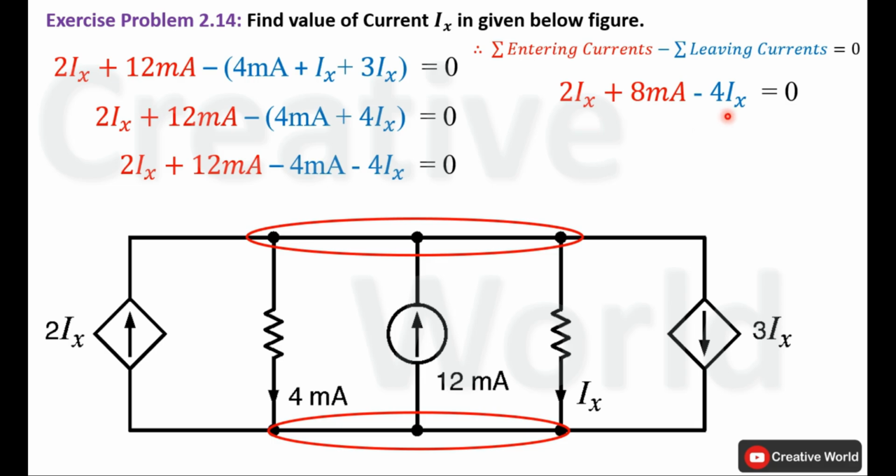Add 2Ix and minus 4Ix, it will become minus 2Ix. Now place this minus 2Ix on the other side of the equal sign to make it positive. The equation will become 8 mA is equal to 2Ix. Divide both sides by 2 to calculate the value of Ix, that is 4 mA. So the value of Ix in this circuit is 4 mA.